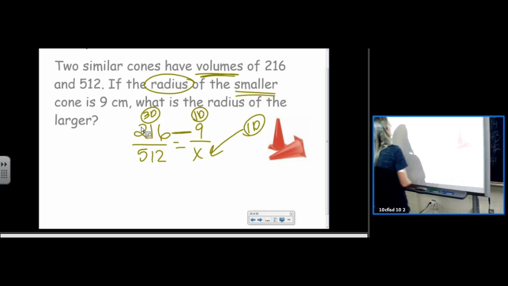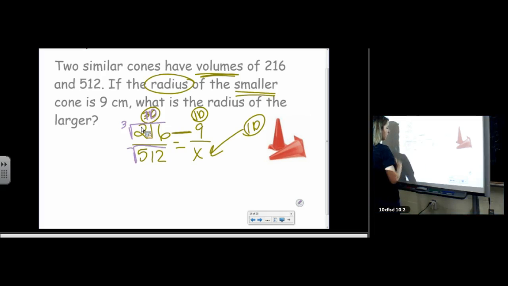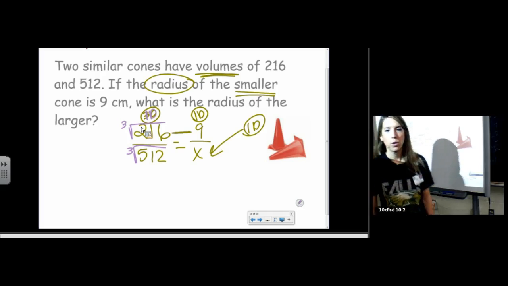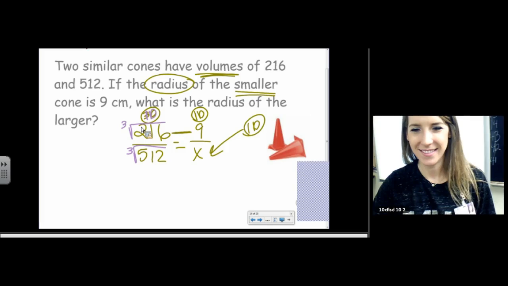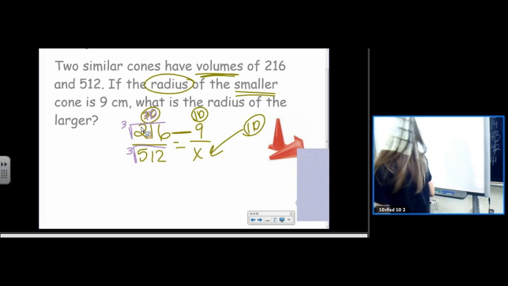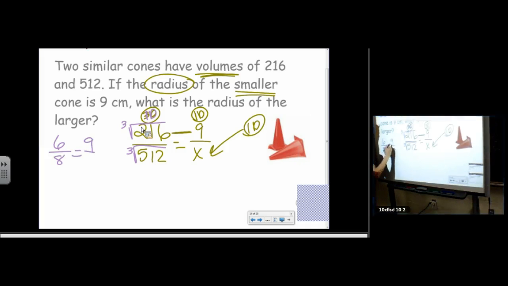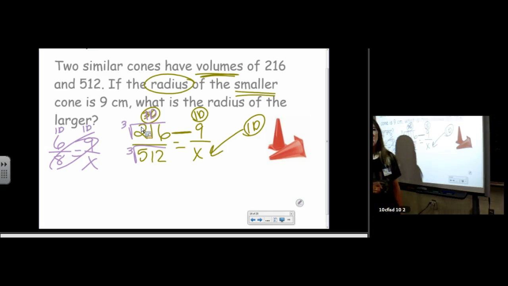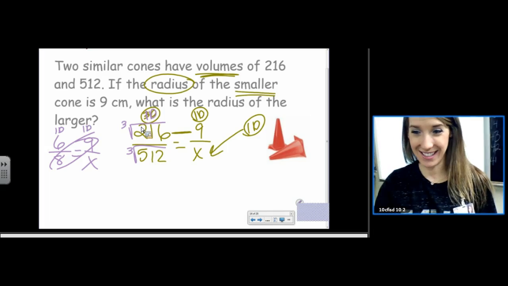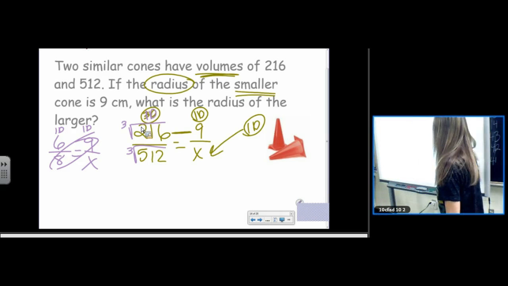So I need to undo this 3D, you need to go to 1D. The way I undo it is cube root. Cube root of 216, 6, cube root of 512, 8. So you can write a new one. You don't have to reduce it. And now you can cross multiply because this is 1D and 1D. 9 times 8, enter, divided by 6. The radius of the larger cone is 12 centimeters.